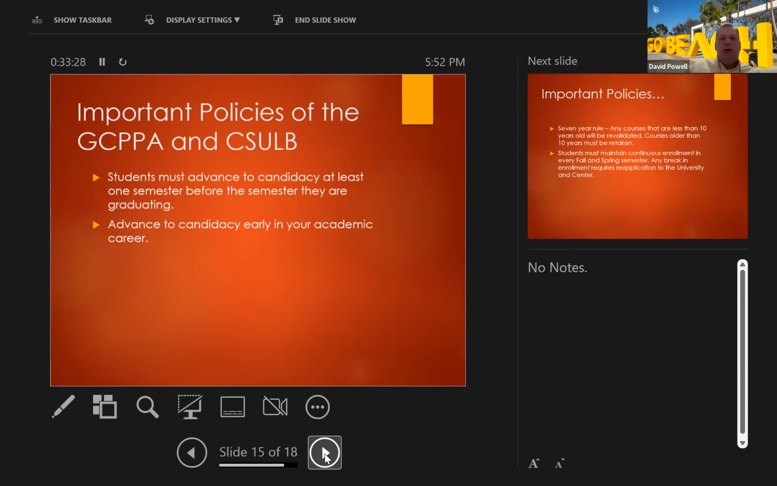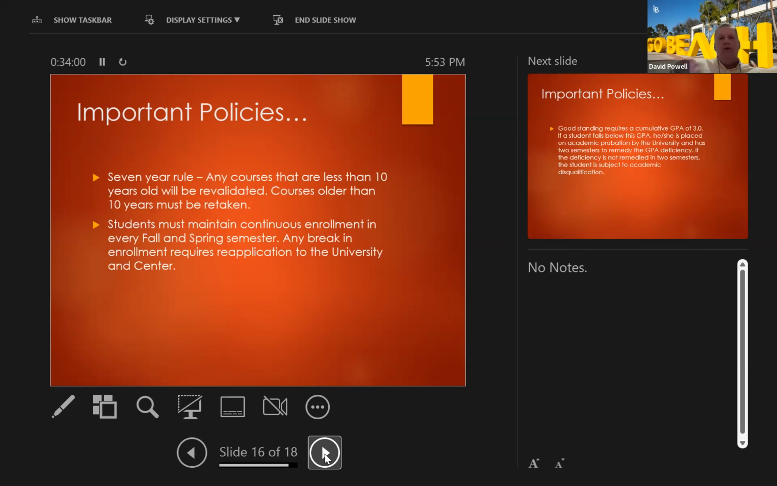So here are some important policies that I found in my time as chair that everyone needs to be aware of. The one I've already mentioned is that you have to advance candidacy at least one semester before the semester you are graduating. I've had several students in my tenure who didn't do that, and so they file a petition to graduate, and Enrollment Services says you never advanced the candidacy. That would then create an exception to policy, and that becomes very difficult. So make sure you advance at least one semester before you are graduating. Again, it's good practice to advance as soon as you can after you've completed 6 units in the program.